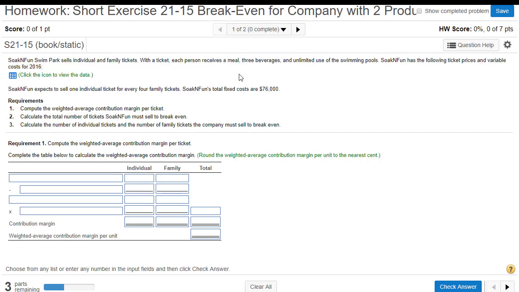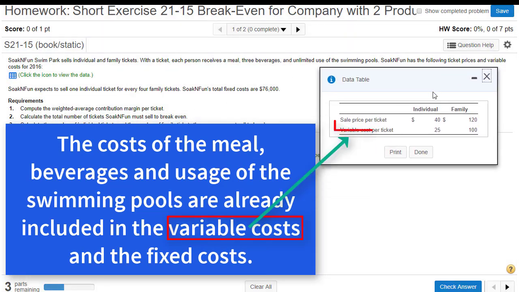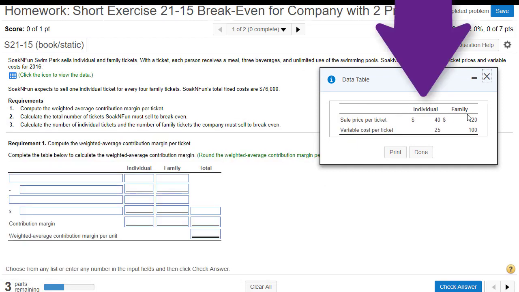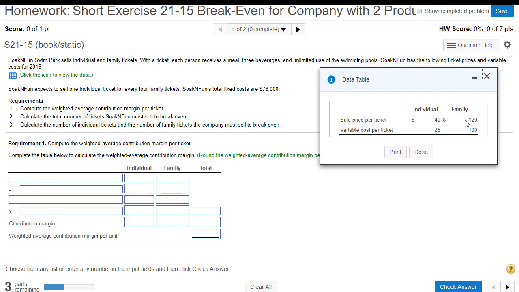So now the cost for these meals, 3 beverages, and unlimited use of the swimming pools, those are already calculated in the variable cost and the fixed cost. So we don't have to worry about these details about the meal, 3 beverages, and swimming pools. So here are their 2 products. They sell a ticket for the individual, and they sell a ticket for a family. And here's the sales price, $40, $120, and the variable cost per ticket, $25 and $100.